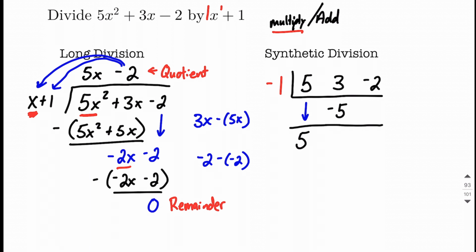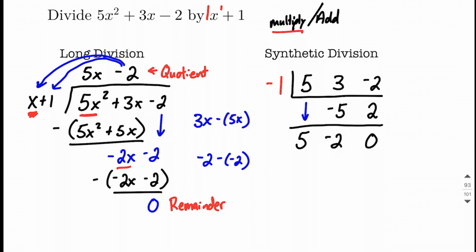Now we add. So we're adding vertically. So we have 3 plus a -5 makes -2. Now we're back to the multiply. So remember, you're going to multiply that -1 out in front by the -2. -1 times -2 makes +2. Now we're back to add. Add vertically. So -2 plus 2 makes 0.